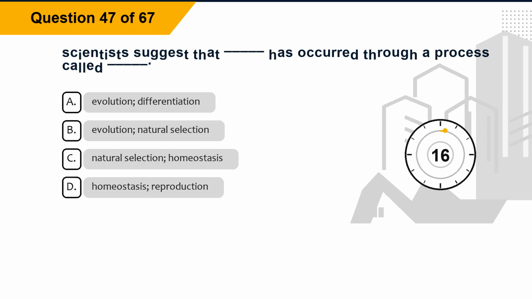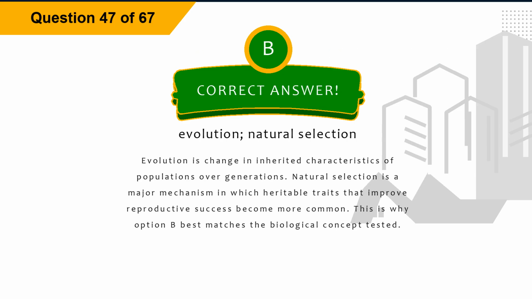Question 47. Scientists suggest that blank has occurred through a process called blank. Option A, evolution, differentiation. Option B, evolution, natural selection. Option C, natural selection, homeostasis. Option D, homeostasis, reproduction. The correct answer is option B, evolution, natural selection.